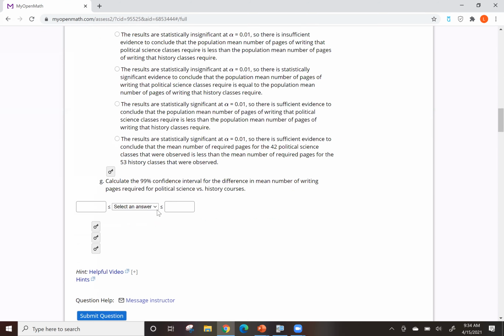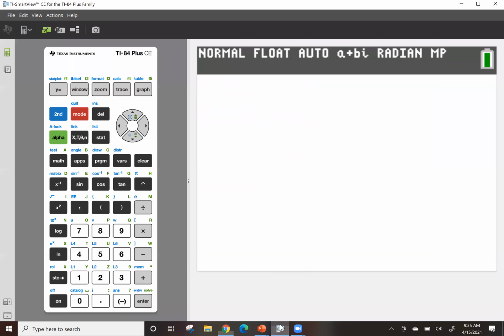So I'm going along here and look at what they asked me at the last question. Calculate the 99% confidence interval for the difference in mean numbers of writing pages required for political science versus history courses. How do you do that? I didn't tell you. But if you're savvy, go over to your calculator. Even if you aren't, go to your calculator.